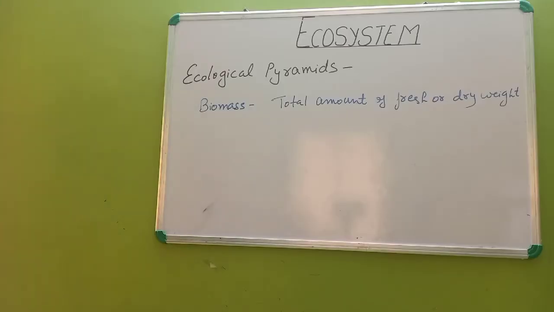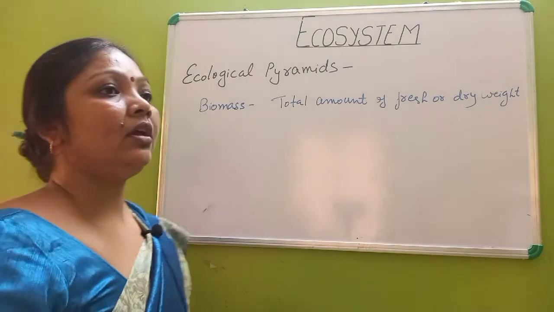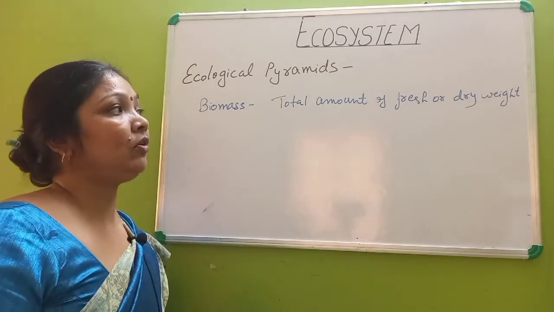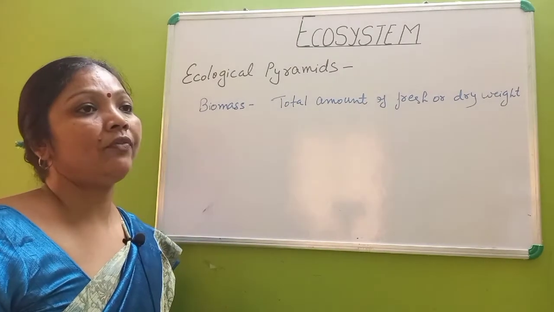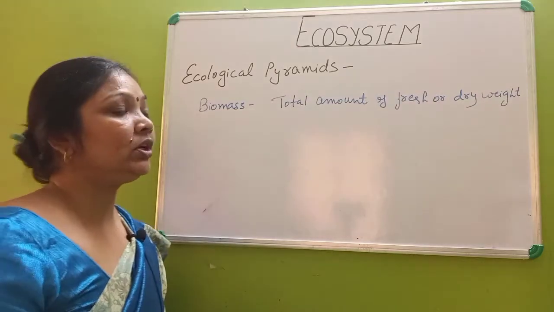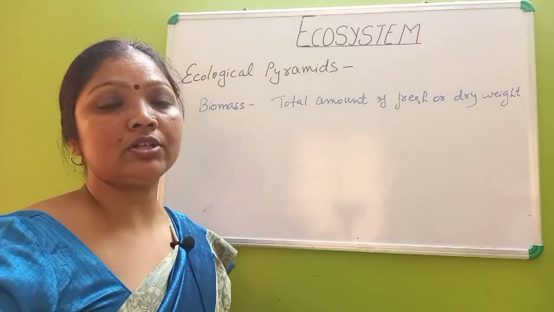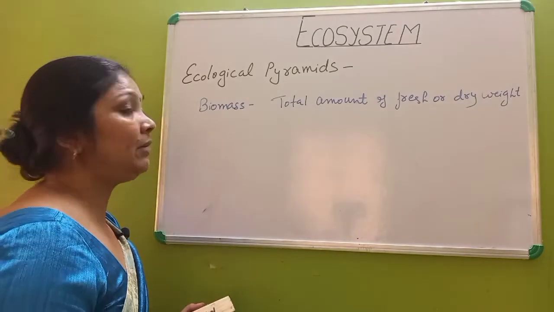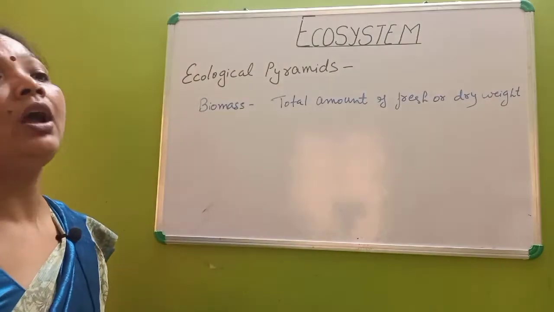Now the next one, children, is the pyramid of biomass. It is the total amount of fresh or dry weight of the organisms present. Actually, biomass includes the dry weight, where we exclude the moisture content. And the pyramid of biomass may be inverted or upright.